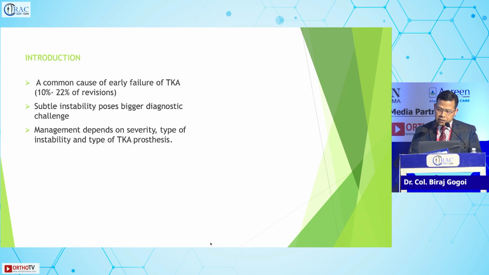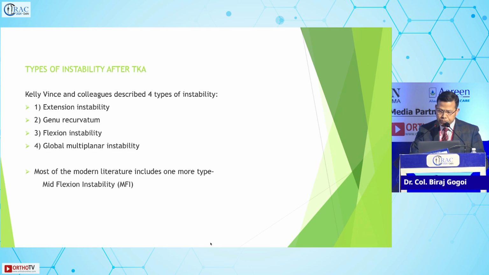Management will depend on severity of symptoms, type of instability, and type of the prosthesis used. Coming to the types, Kelly, Vince, and colleagues describe 4 types: extension instability, genu recurvatum, flexion instability, and global multiplanar instability. Most of the modern literature, however, includes one more type, that is mid-flexion instability.